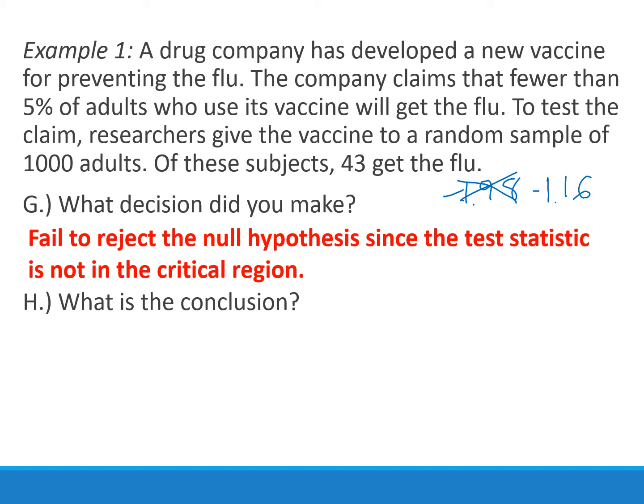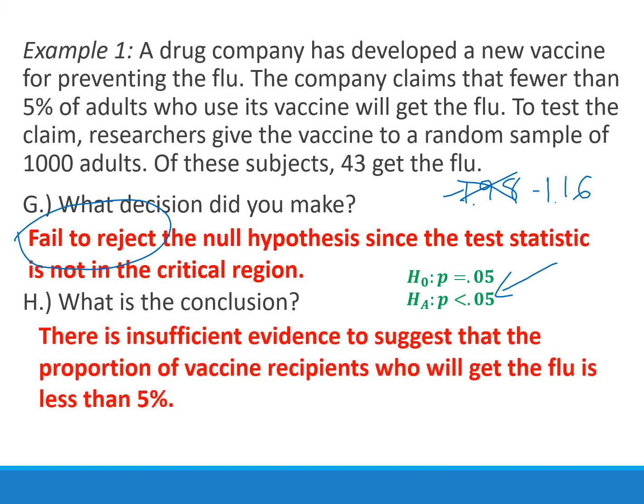Okay, but we're just cutting the p-value out. And we're looking at that critical value of 1.645. If it's in that tail that's shaded, we reject it. In this case, it's not. We fail to reject. Conclusion. We always write the conclusion based on this alternative hypothesis. In this case, we don't have sufficient evidence to suggest that the proportion of vaccine recipients who will get the flu is less than 5%.